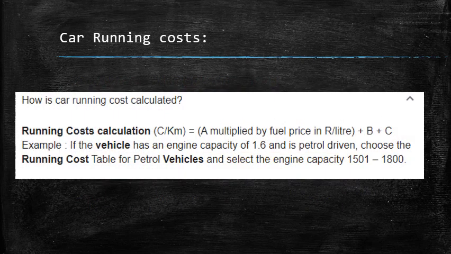And then something else that you'll need to remember that you need to be able to do is to calculate running costs of cars. So for that, you can use the Automobile Association or the AA. They've got quite a nifty table that you can use. And this is also something that you need to be able to do.